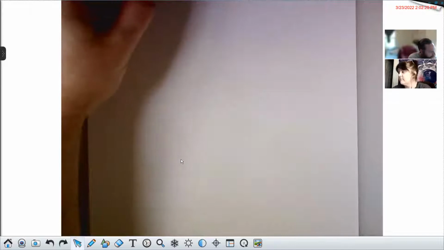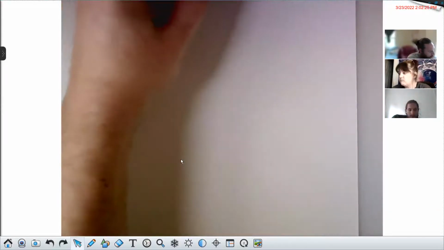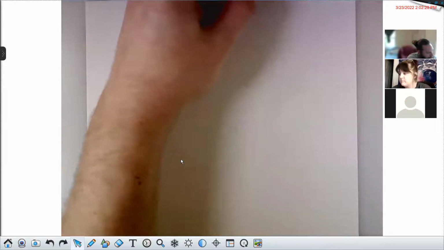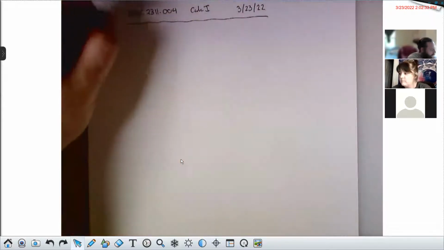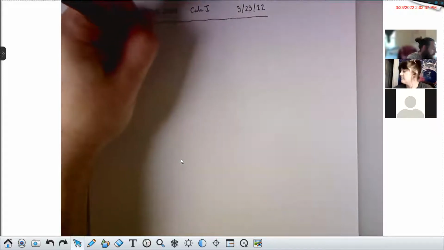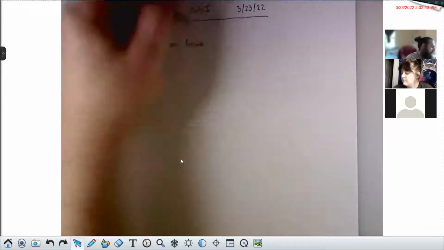Oh, there's one other little announcement too. This is MAC 2311 section 004, which is Calc 1. And the date today is the 23rd, March 2022. Today, we're going to find more areas bounded by curves.